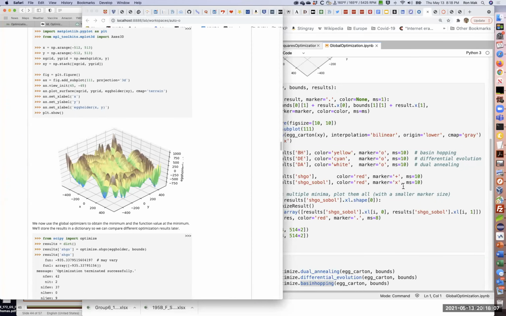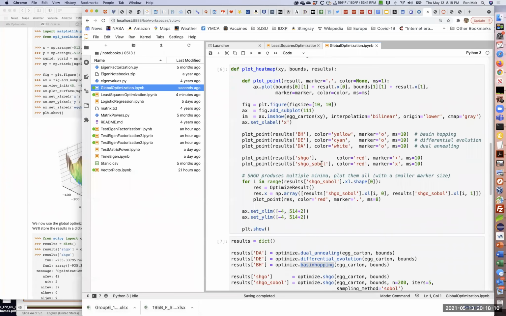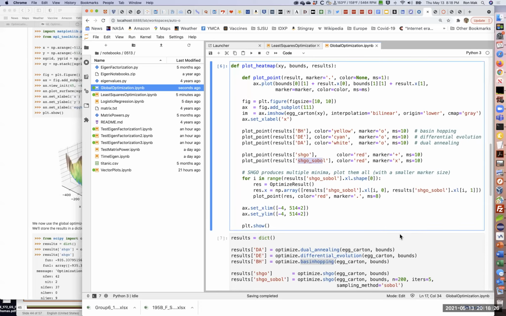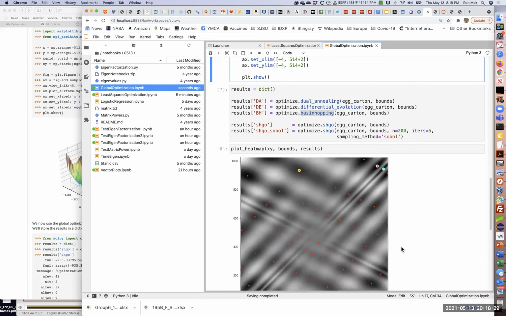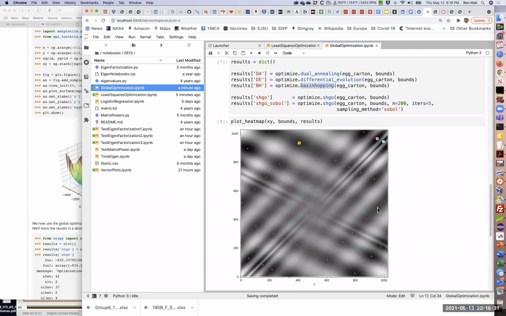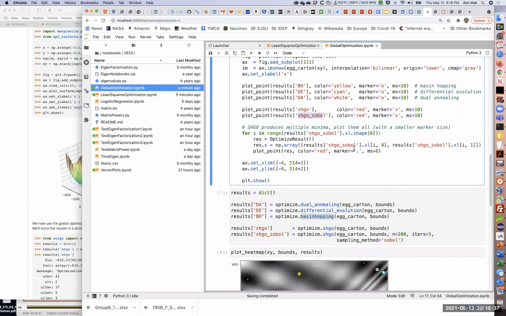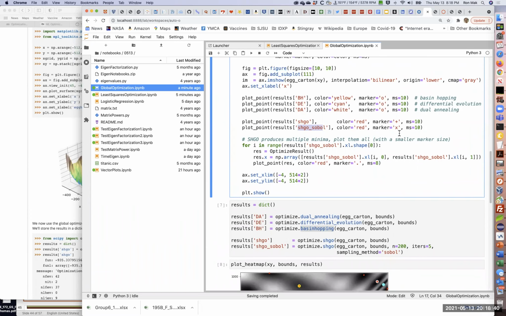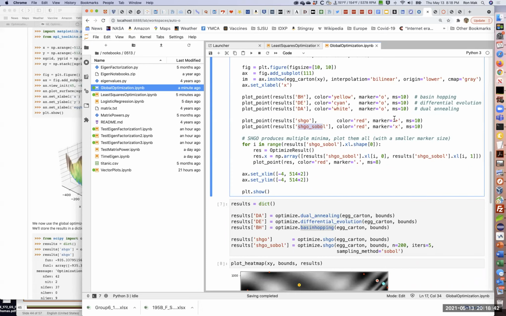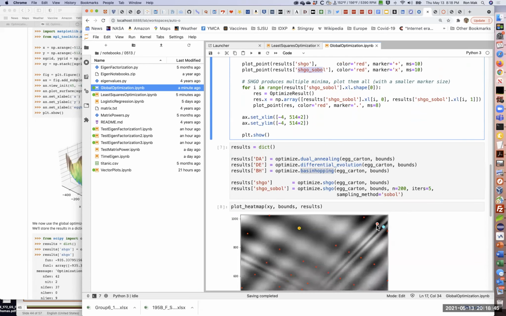So anyway, this one here, SGO Sobol, is giving us all the minima, and the marker is an X. There you can see a couple of X's in here. Now this one, the red dots, marker plus. Here you can see the plus.